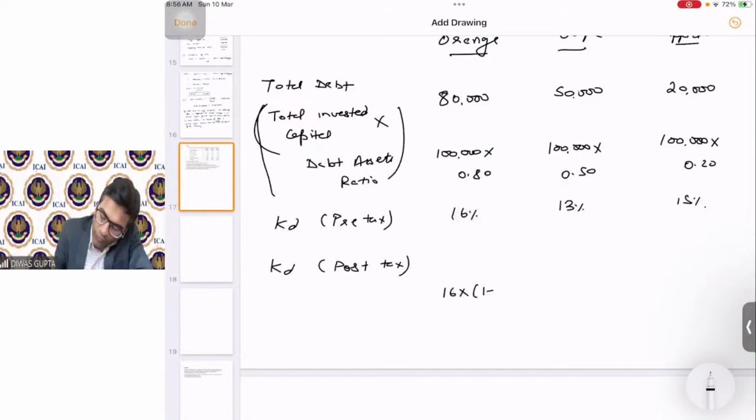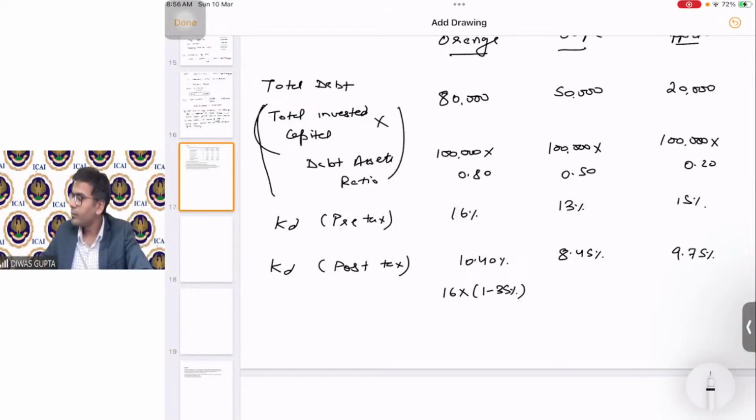16% into 1 minus 35%. 16 into 0.65, which is 10.4%. Similarly, 13 into 0.65, which is 8.45%. Then 15 into 0.65, which is 9.75%. Yes, Suraj, you are right. Tax has to be paid on the first priority. So we have calculated the cost of debt post-tax.